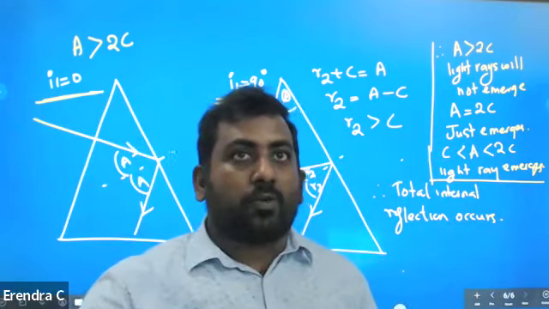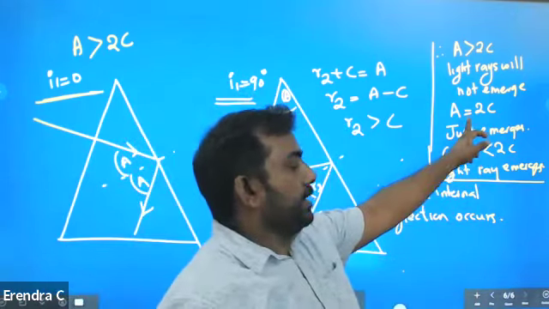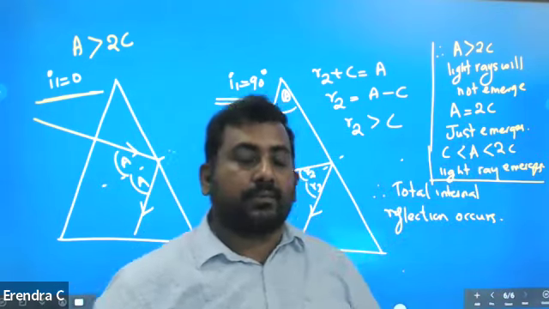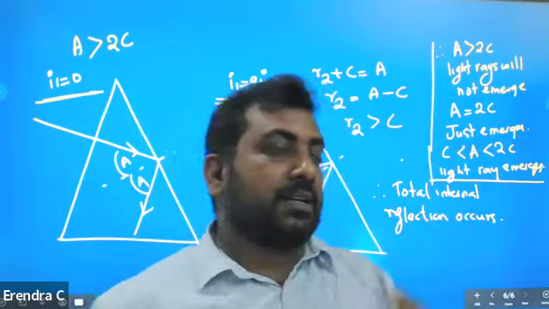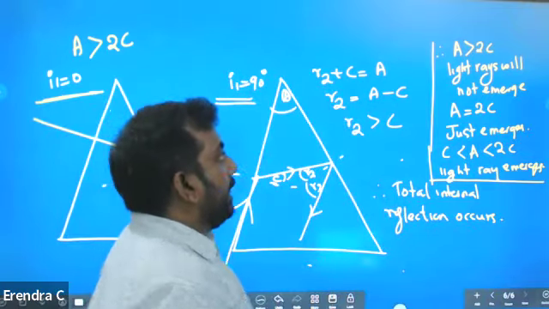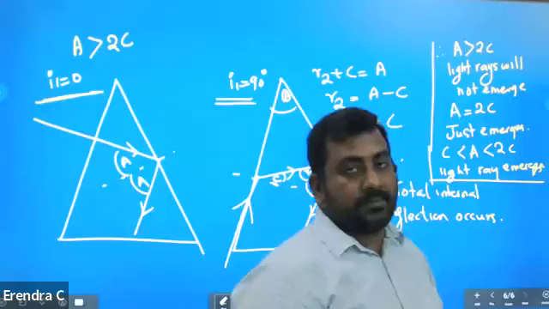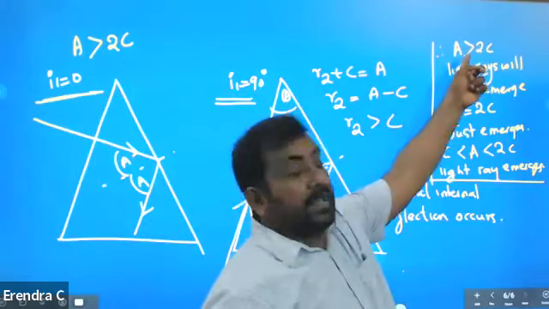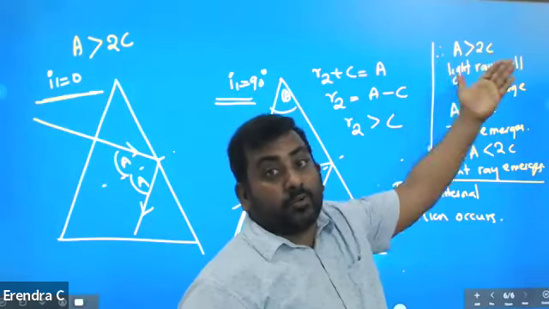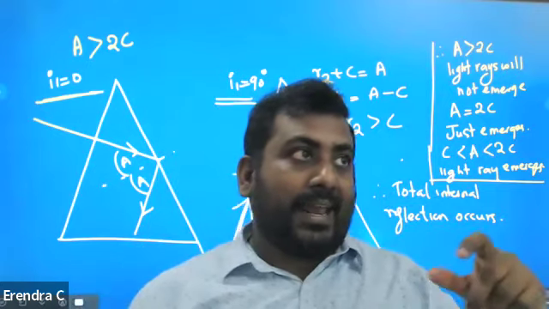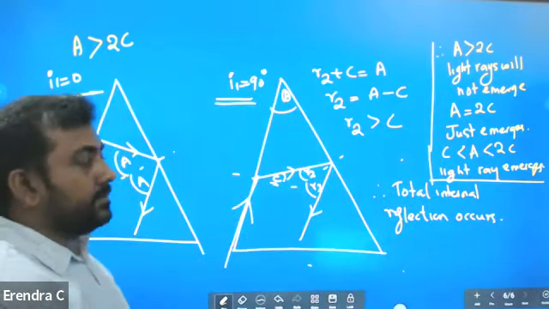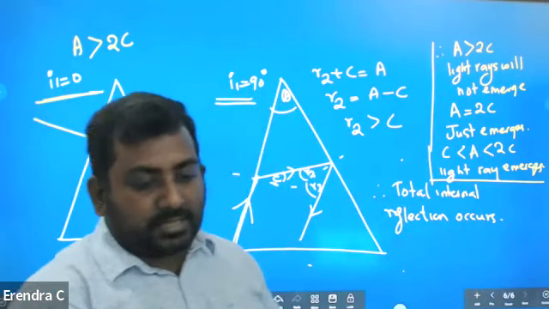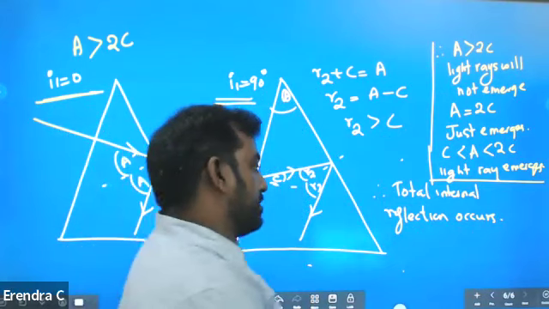When A is equal to 2C, the light ray just emerges. And when A is greater than 2C, light rays will not emerge.